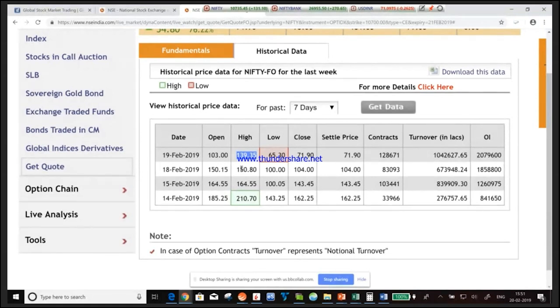Correct, Sony. Because your time value component has to reduce. So what will remain with you is only the intrinsic value.